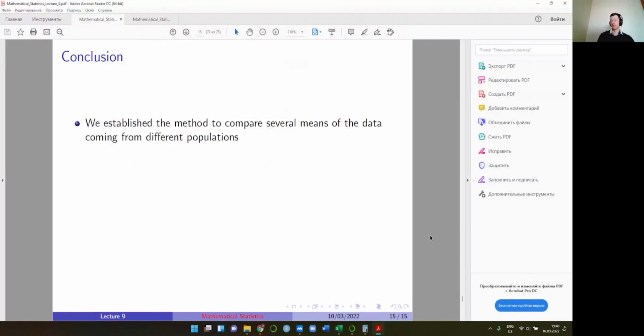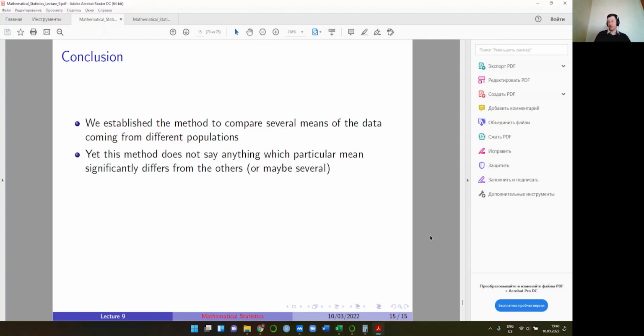So to conclude, we know how to compare means of several populations and how we can come to the conclusion that the treatment significantly affects the variable of interest. In our case, different technology significantly affects the productivity of an oil well. And the main problem, and this is the to-be-continued part of this lecture, is that this method doesn't say which particular mean significantly differs from the others, or maybe several means.